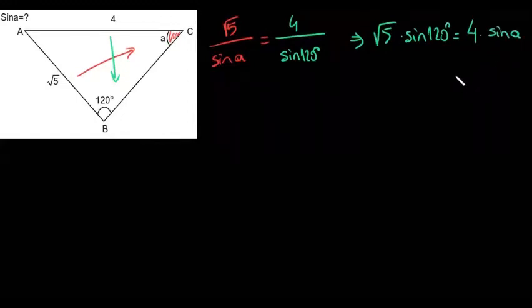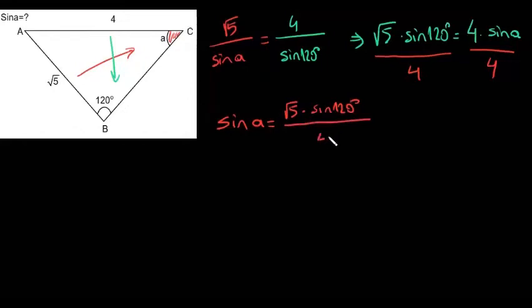Okay? So now I can divide both sides by 4 to get sine of A, because it is the question. Divide both sides by 4. 4 and 4 will be cancelled out. So sine of A is going to be equal to root 5 times sine of 120 degrees over 4. So sine of 120 degrees, we can find using special right triangles, okay? So this is a non-acute angle, as you see, 120 non-acute angle.